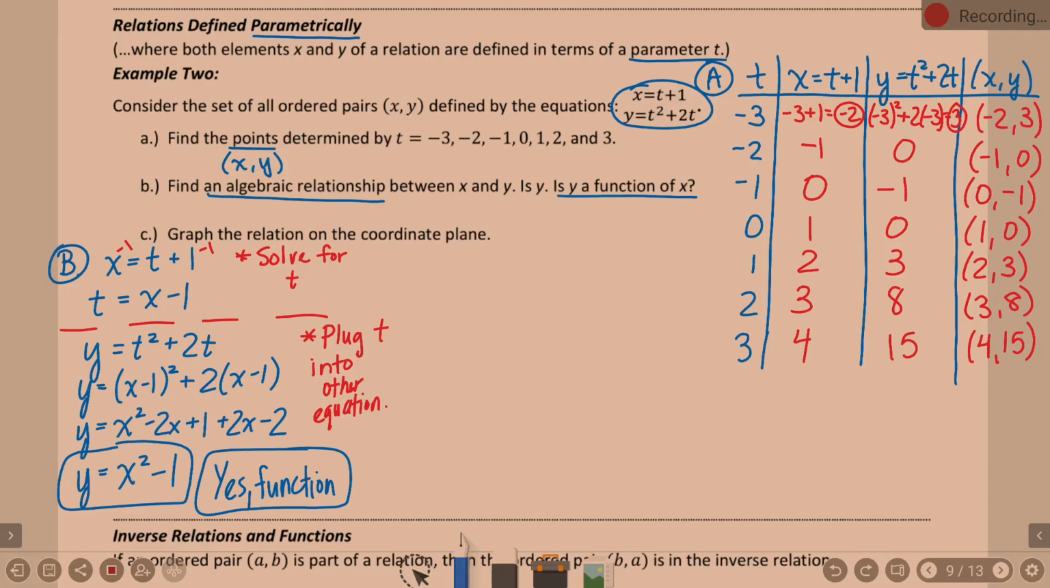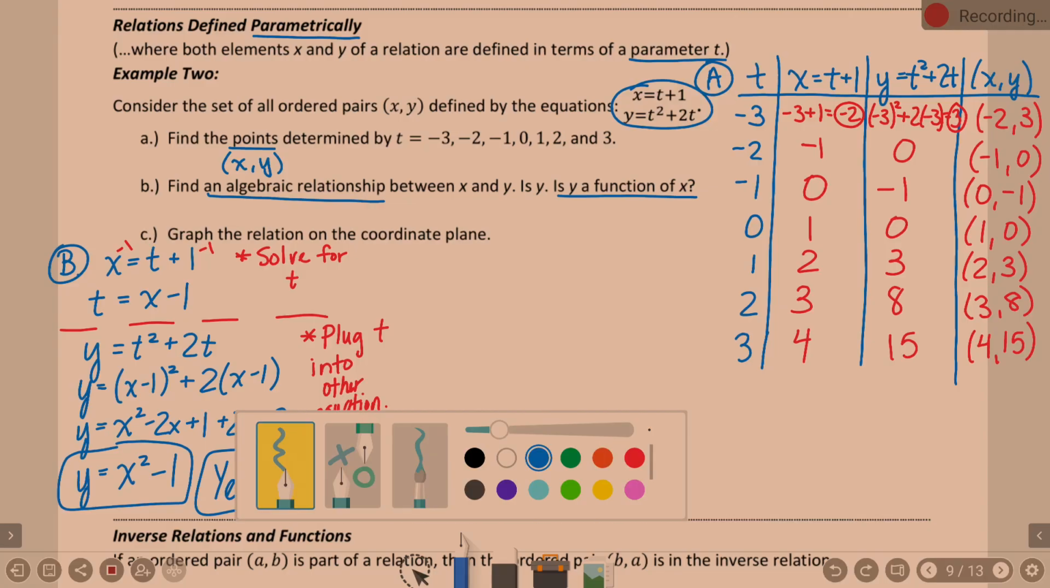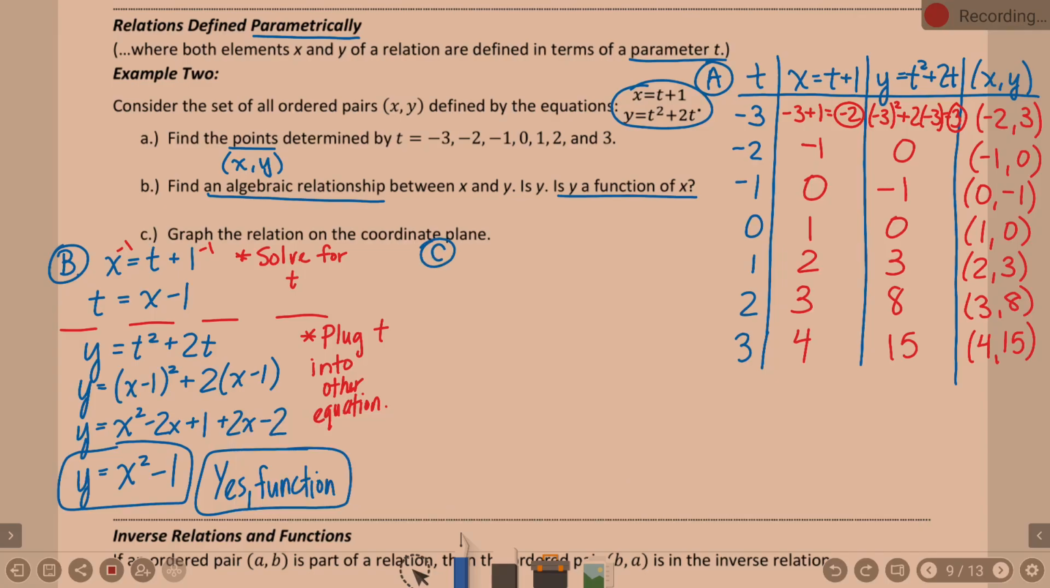Officially, part C: graph the relation on the coordinate plane. I'm going to put C here. I kind of have extra spacing. And as I draw my graph, I know it's coming, so take that into account.